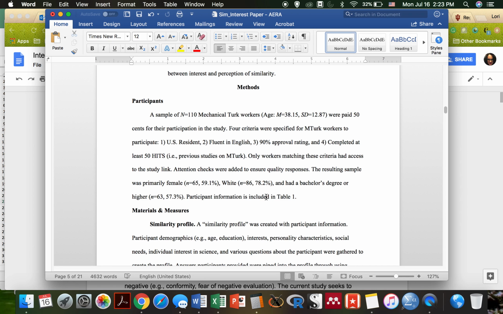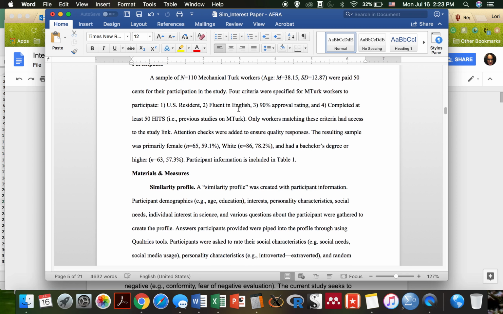about their class standing, because that's really relevant to you because you're college students. So a sample of 200 college students from Indiana University East were given course credit in their research methods class, etc. So that would be the participant section.